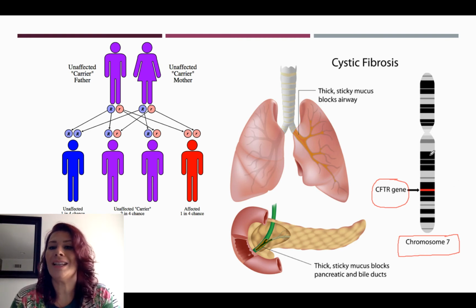There's a mutation in that segment, and it doesn't make the right protein. Again, we have that occurring in our lungs and in our pancreas, which I'm not going to get into too much. So how does it get passed down?